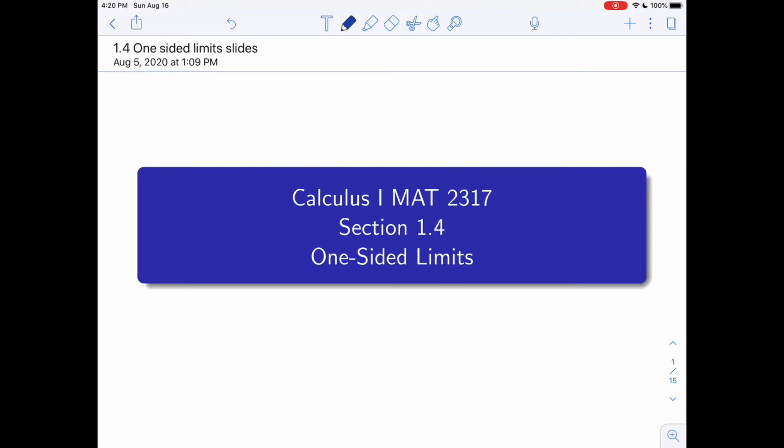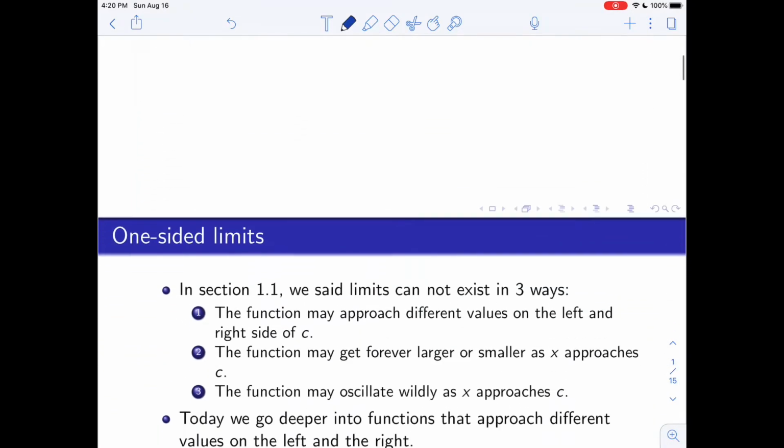In section 1.1 we talked a lot about how important it was to look at y values on both sides of the point we're interested in. So in this section we'll talk a little bit more about what happens if the y values on the two different sides are doing two different things.